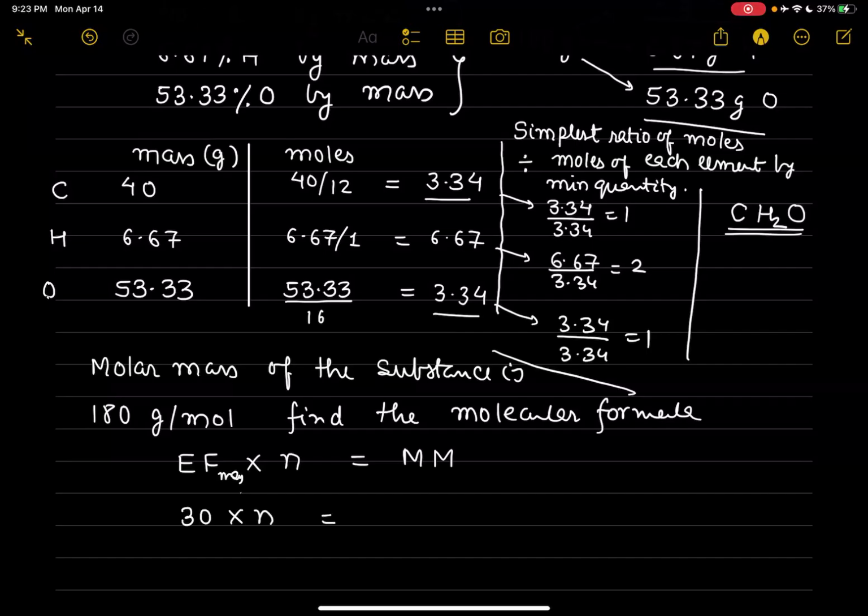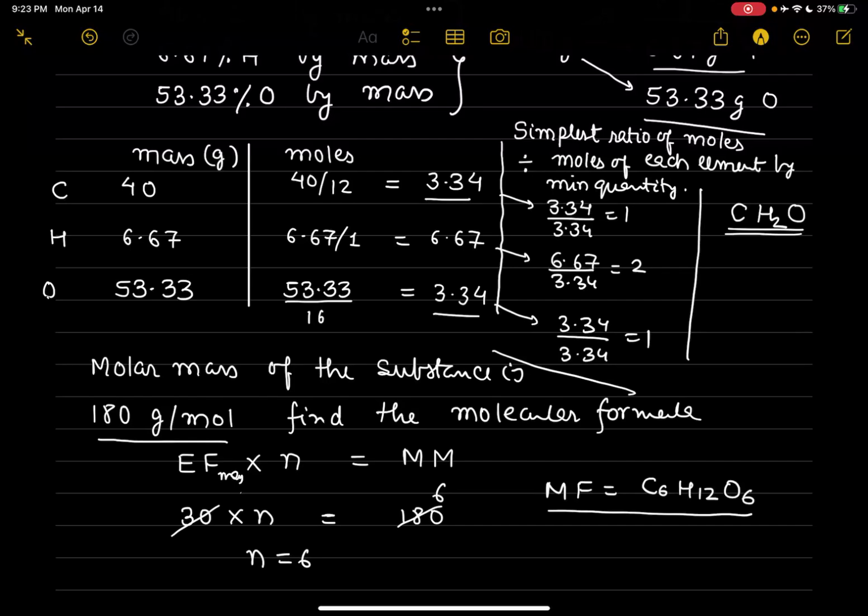I was thinking of the acetic acid, but I gave the problem for glucose, and this is 180. 30 into 6 and N is 6. So the molecular formula becomes what? C6H12O6. Got it? Glucose.